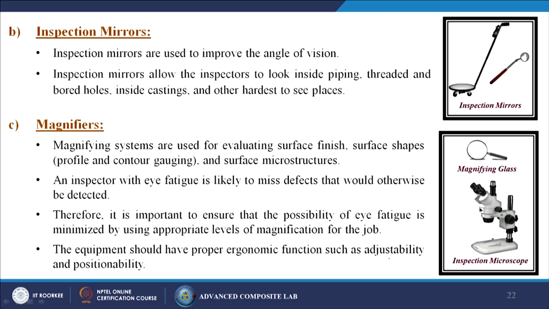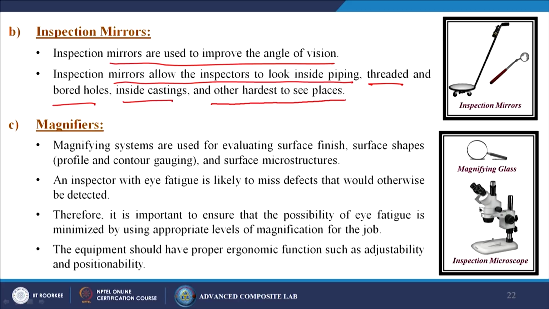Then next one is called the inspection mirrors. Inspection mirrors are used to improve the angles of vision. Inspection mirrors allow the inspectors to look inside piping, threaded and bored holes, inside castings and other hard to see places. The best example I can tell you: when we take our car to some complex or mall, or some good hotels, they check the lower part of our car with this inspection mirror to see whether there is any kind of problem or not.